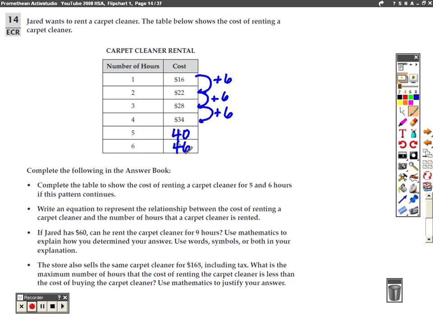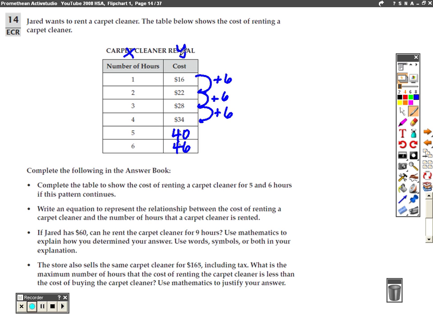Part 2, write an equation to represent the relationship between the cost of renting a carpet cleaner and the number of hours that a carpet cleaner is rented. Well, the number of hours is going to be our independent variable, so we'll call that x. And the cost is y. X is the independent variable, and y is the dependent variable, which is cost, because the cost depends on the number of hours that you rent the machine.